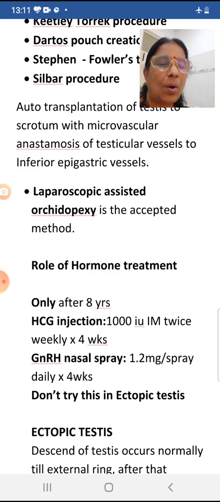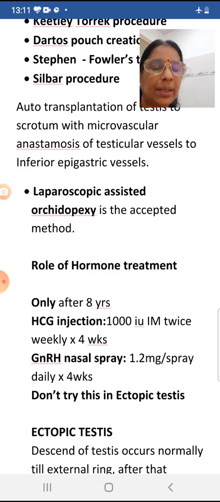Don't try this on ectopic testis, because ectopic testis is placed in an abnormal path, so it cannot direct it to the scrotum. So in that case hormone treatment is not advisable in ectopic testis, but it is advisable rarely in certain cases of undescended testis and retractile testis.